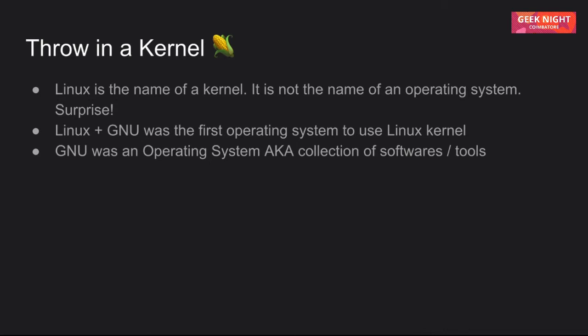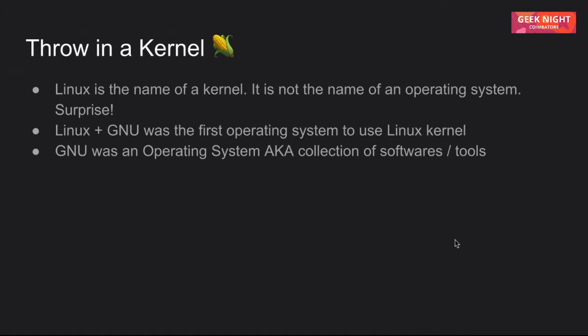When GNU was in development and Linux was in development, when the Linux kernel was in a good-to-use state, GNU was almost ready and available. So they just married these two and created the first operating system that used Linux, which was called Linux plus GNU. And GNU was a collection of tools and software packages which would form the base of the operating system itself, what we see usually as operating system distributions.